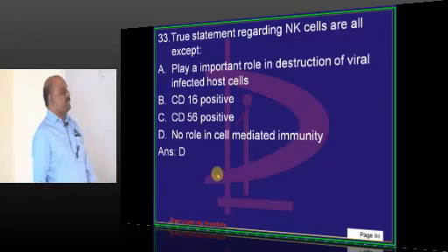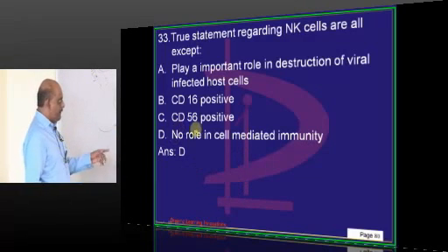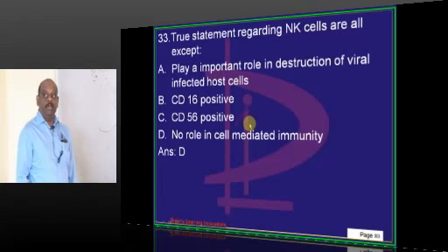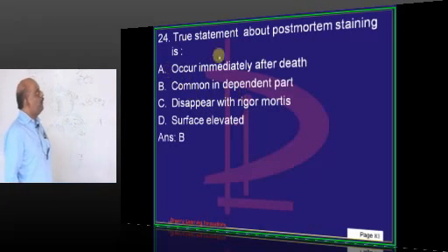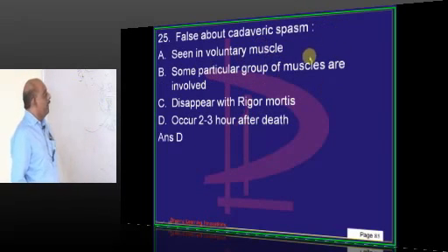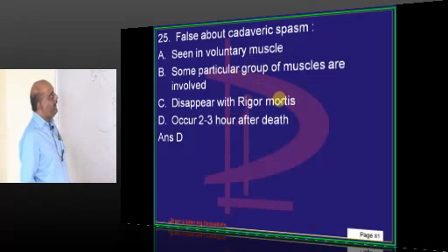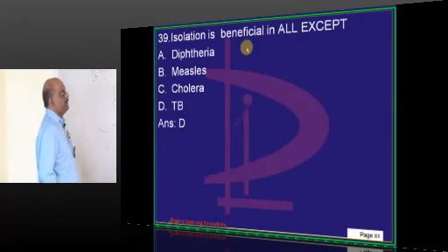Then regarding NK cells, they have a role in cell-based immunity. They are CD16 and CD56 positive, and also very important in protecting against viral infections and important for tumor surveillance. So natural killer cells is a favorite topic of the examiner. About postmortem staining, it is very common in the dependent part, which is true. And the cadaveric spasm disappears with rigor mortis. It is seen in voluntary muscles, and a particular group of muscles is involved. They are all true things.